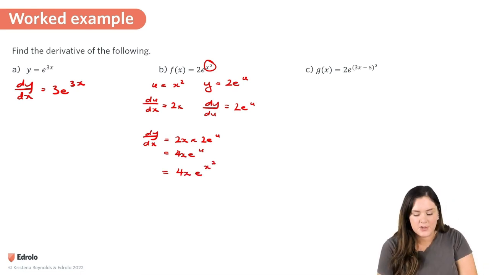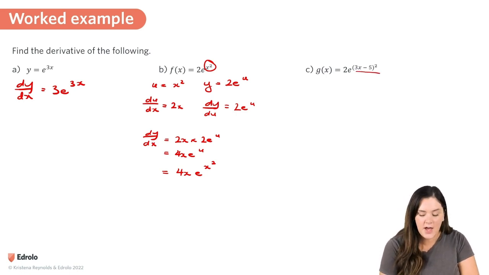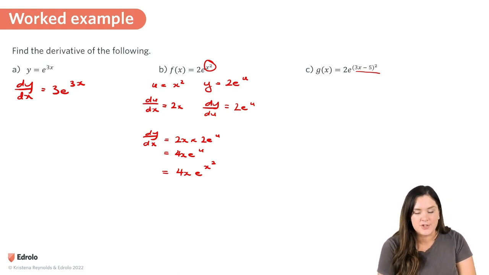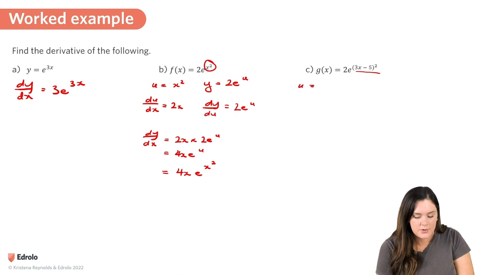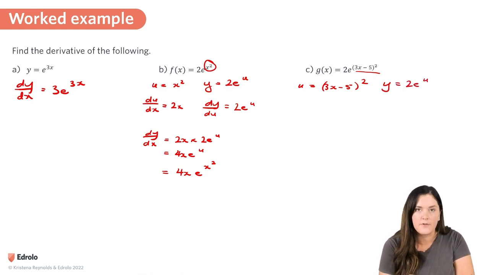And lastly, we've got a bit of a tricky one here. We've got 2e to the power of (3x take away 5) all squared. So again, we're going to use that substitution. I'm going to let u equal (3x take away 5) all squared. And then I'm going to use y again, so I'm going to say that y equals 2e to the power of u.